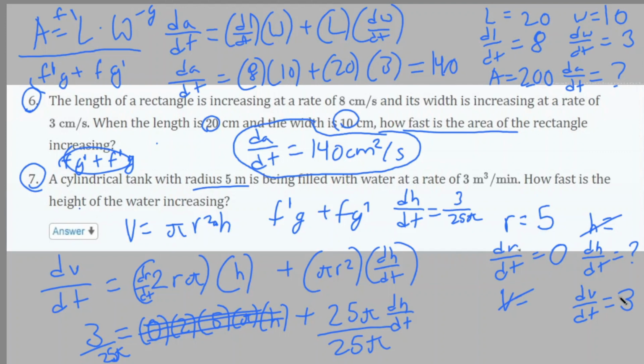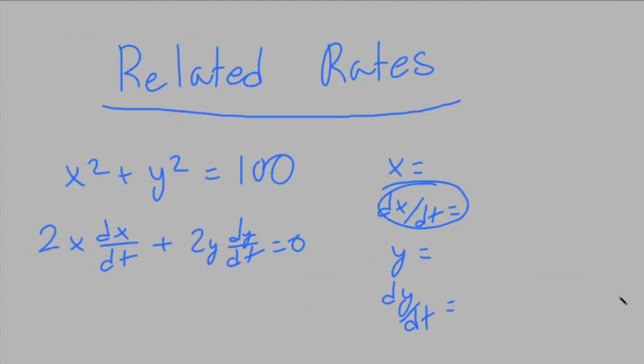and the units of this are going to be meters per minute. So 3 over 25 pi meters per minute would be your final answer, which is essentially dh dt, which means how fast the height of the water is increasing in the cylindrical tank when the rate of the water is 3 meters cubed per minute. And that would be our answer for number 7.